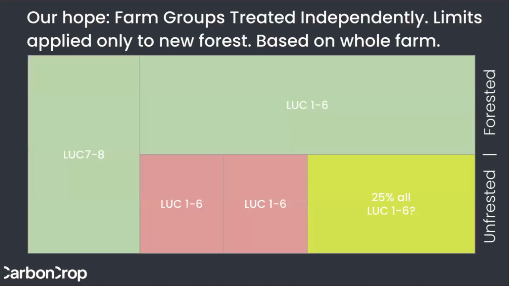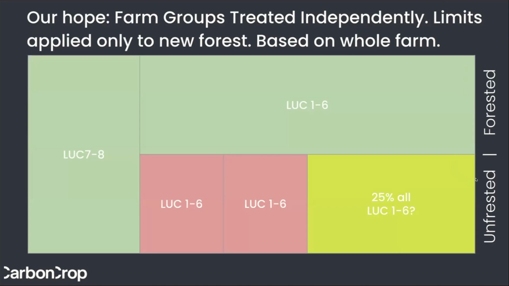Our view is that a way to do that, at a high level, is to treat farm groups independently. If you own a farm at the top of the North Island and the bottom of the South Island, those should not be considered the same farm for the purposes of this 25% grant and allocation. Otherwise, you have all sorts of problems. We would like to see these limits applied only to new forest, that is to say, post-2024 forest. Pre-2025 forest should be exempt.